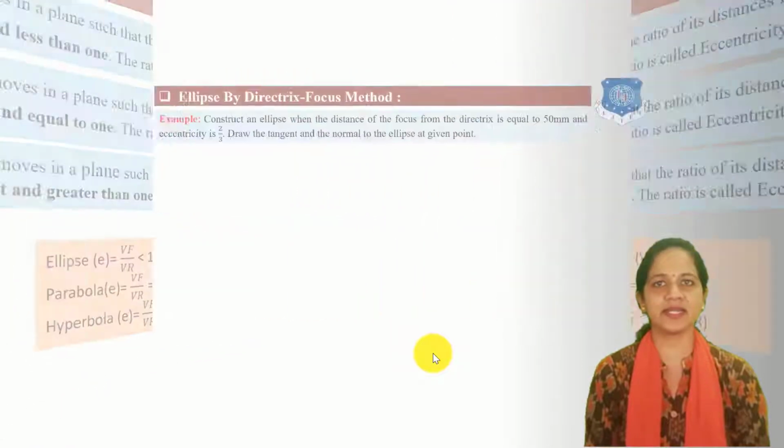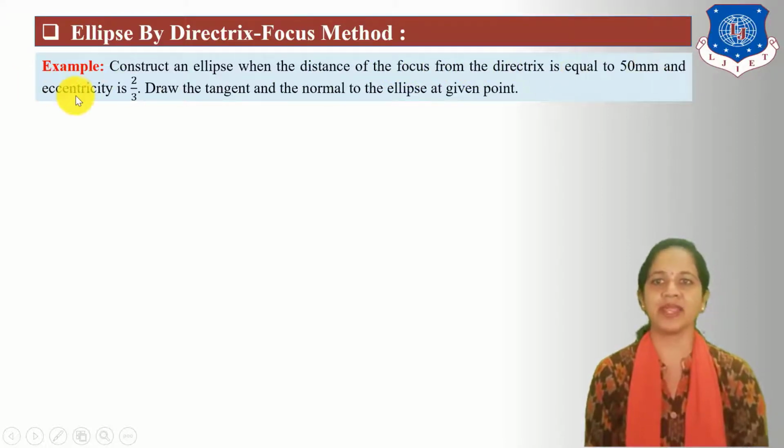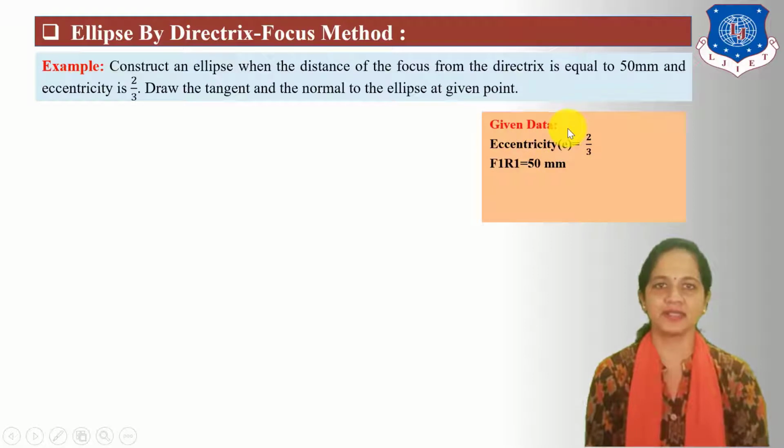Next, let us understand the ellipse by the directrix focus method. The example given here: construct an ellipse when the distance of the focus from the directrix is equal to 50 mm and eccentricity is 2 by 3. Draw the tangent and normal to the ellipse at a given point. First, list out the given data. Eccentricity E is given as 2 by 3, and the distance of the focus from the directrix, F1R1, is equal to 50 mm.